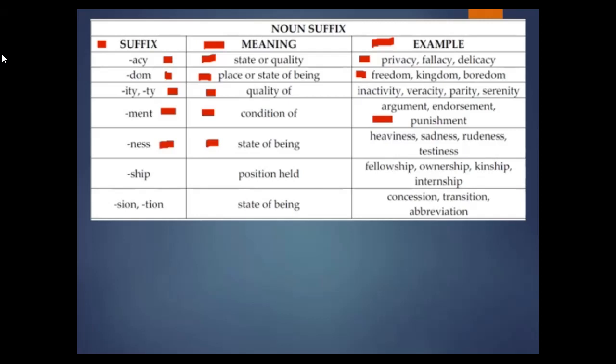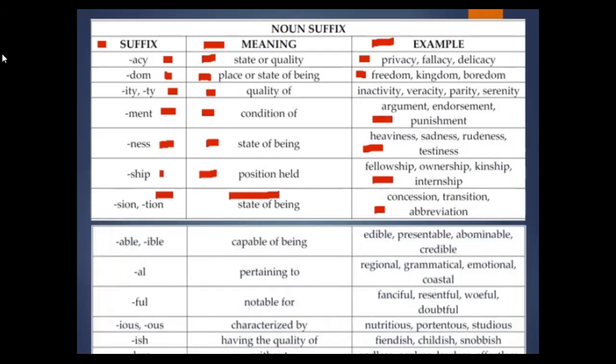-Ness, a state of being. You can find it in heaviness, sadness, rudeness, testiness. -Ship, position held: fellowship, ownership, kinship, internship. -Tion, a state of being. You can find it in concession, transition, abbreviation. Then you have -able, which means capable of being: edible, presentable, abominable, and credible. Then -al, all pertaining to: regional, grammatical, emotional, and coastal.